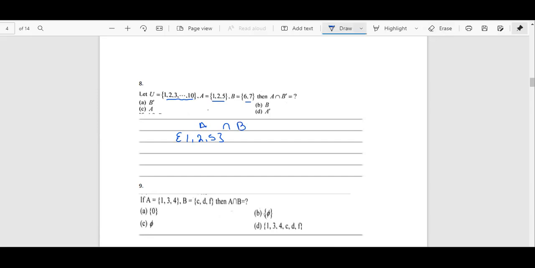with B complement. So intersection with B complement. Now B is basically 6, 7. So B complement is going to have the universal set without these elements of B. So I will have 1, 2, 3, 4, 5. I will not have 6. I will not have 7. I'll have 8. Then I'm going to have 9 and 10.